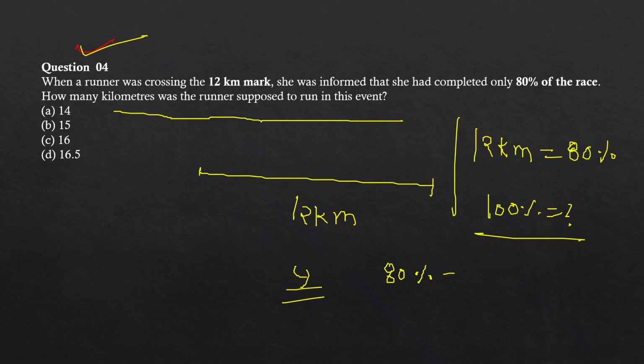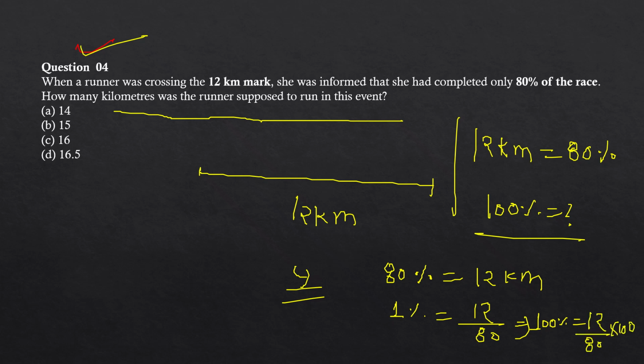80% equals 12 kilometers. So what will be 1%? 12 divided by 80, and 100% equals 12 divided by 80 into 100. So you can cut by 20. There will be 4, there will be 5, 60 divided by 4, 15. So 15 kilometers is our answer.